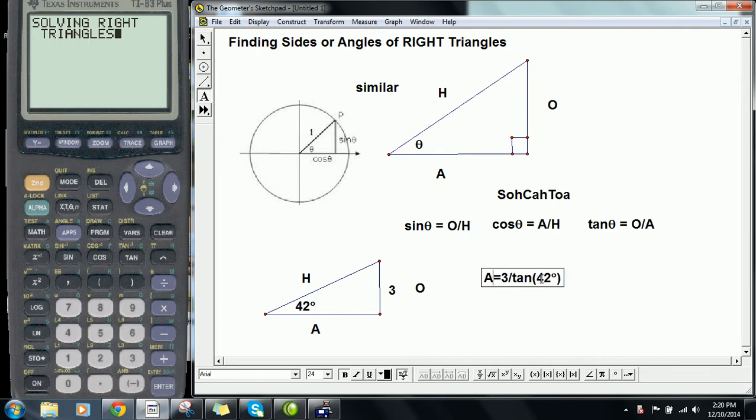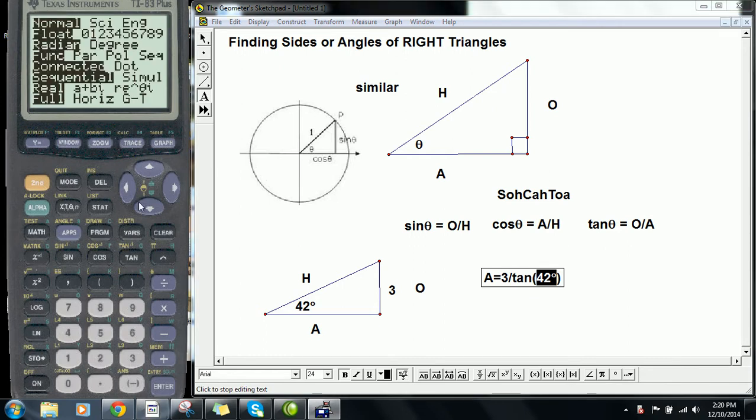Okay. And so now I'm going to turn to my calculator. Yep, solving right triangles. I'm going to clear that. And I'm going to make sure I'm in degree mode, right? Because this is a tangent of 42 degrees. So I need to press mode. Make sure I'm in degree mode, right? So I'm going to press enter. I'm going to quit it.